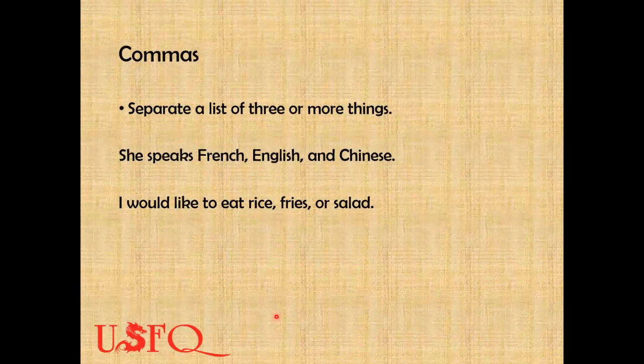So let's begin by looking at the way in which we can use commas to separate lists of things. In the first example here, you can see that we have three languages and we are using commas to separate those from each other. Very commonly people don't use the comma before the and, but if we had a list of four things it would work in exactly the same way. We might say she speaks French, English, German, and Chinese.